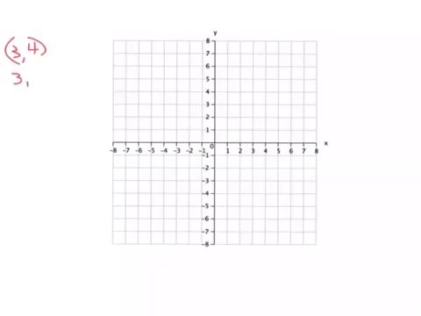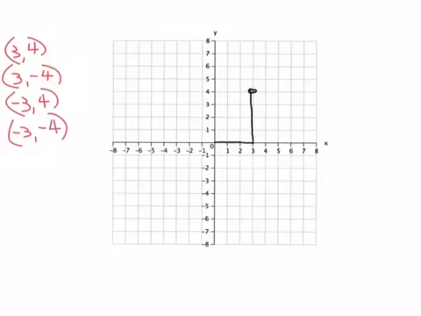3, negative 4. Negative 3, 4. And negative 3, negative 4. So it wants us to graph 1, 2, 3, 4. So let's graph the first one. The first one is at 3, 4. So it's right there.